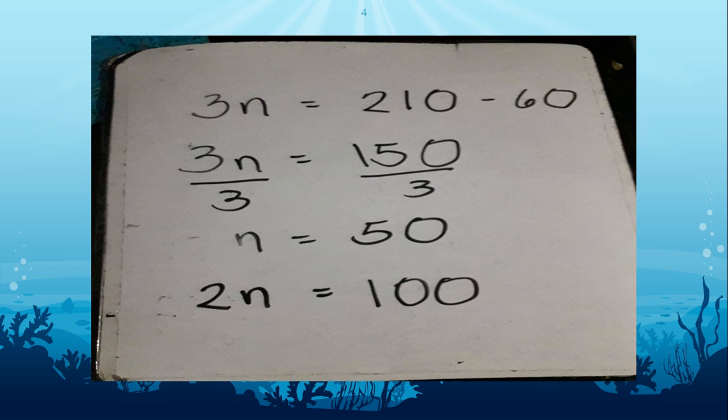Now, if you would like to check if these two numbers are correct, simply add 50 and 100 to 60, to the three 20s. So 20 plus 20 plus 20 plus 50 plus 100, and we get 210, and 210 divided by 5 is 42.